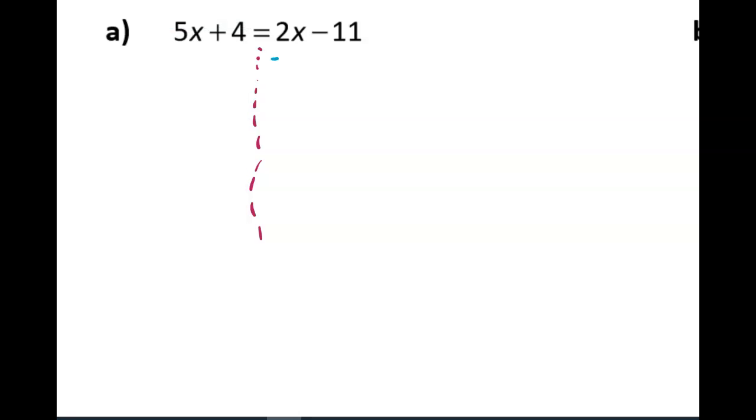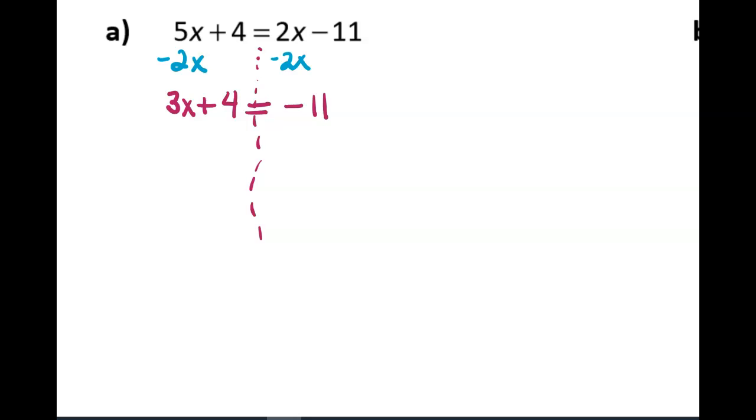So we're going to subtract off 2x from both sides of the equal sign, and I put it underneath its like term. So we have 5x's and we subtract off 2x's, we have 3x left, and there's still a plus 4 on that side of the equation. And then on the right side of the equation, we have 2x minus 2x, which is 0, and we still have the minus 11 left.